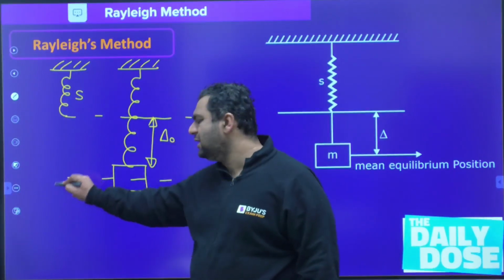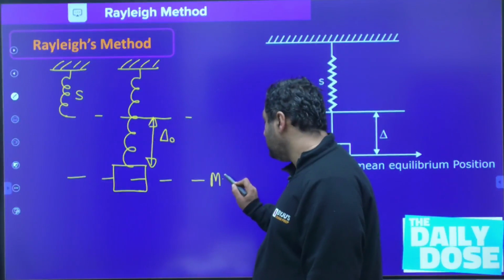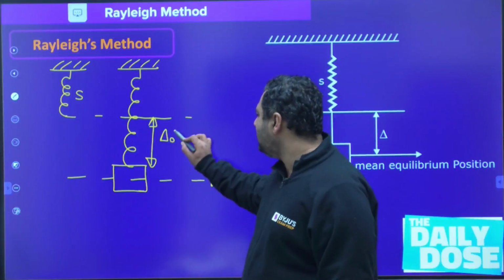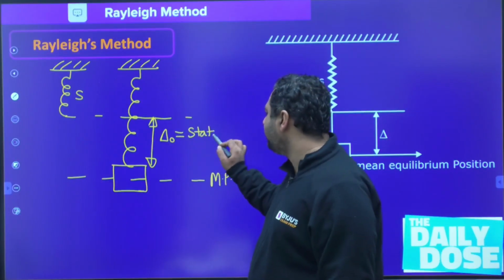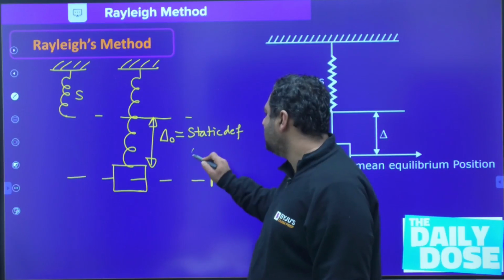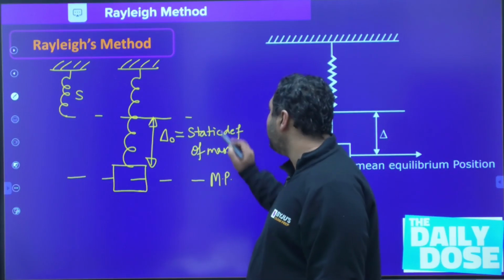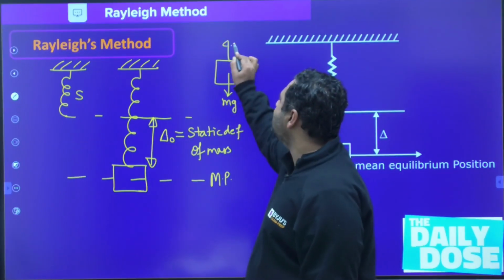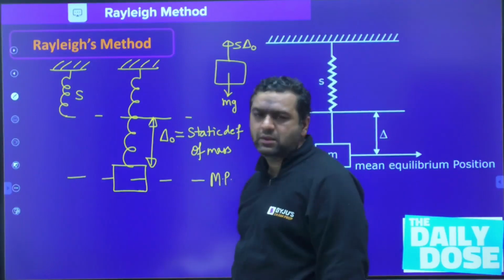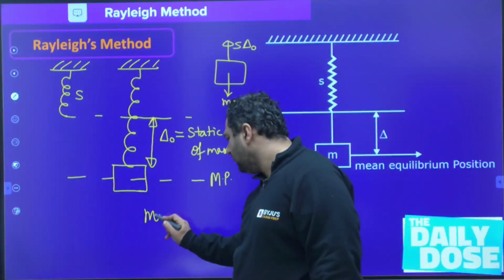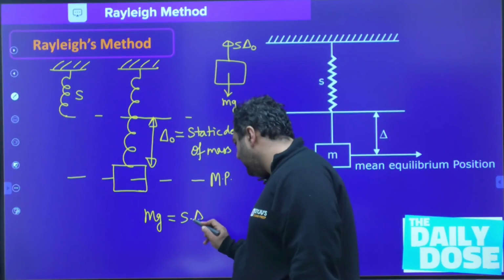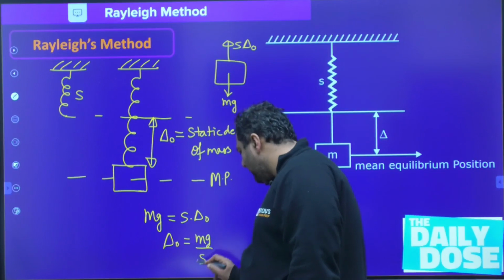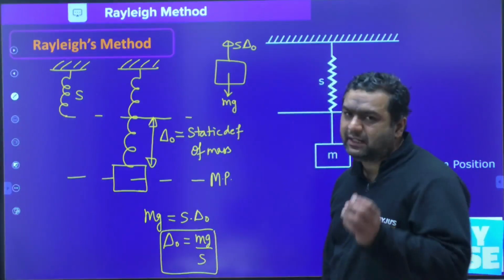At this location, the mass is in equilibrium. This position of the mass is said to be the mean position, and at this position there is no vibration happening because the body is in equilibrium. So this delta naught is said to be the static deflection of the mass. As the body is in equilibrium at this instant, mg is acting downward and S delta naught is acting upward. So for equilibrium, mg equals S into delta naught. So delta naught comes out to be mg by S, and this is the static deflection of the mass.